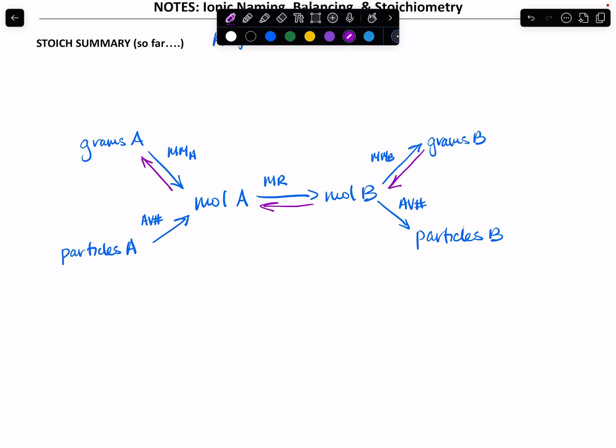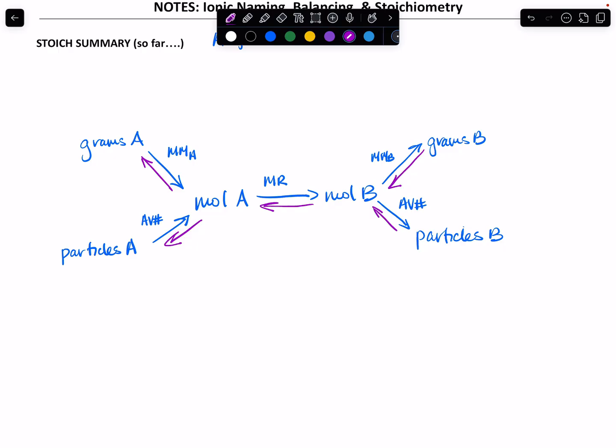And then as we saw with grams, we could also go in the other direction. We could also mix and match. Maybe we have grams of A and we're asked for particles of B. Maybe we have grams of B and we're asked for particles of A. So, one thing I always tell my students when it comes to stoichiometry, you have to become flexible. Your entrance into the mole ratio step and your exit from the mole ratio step, you're going to have a variety of options.